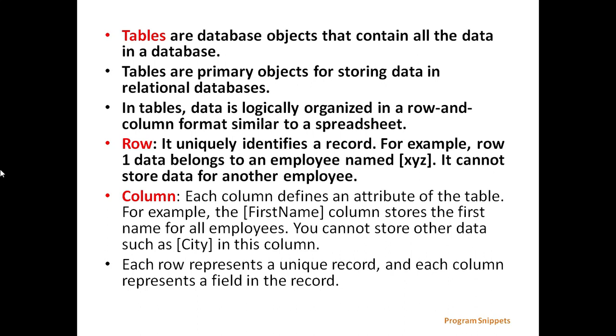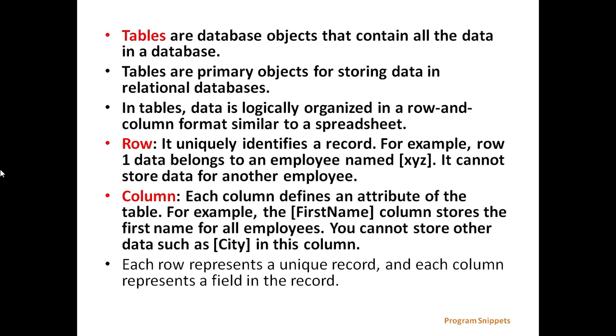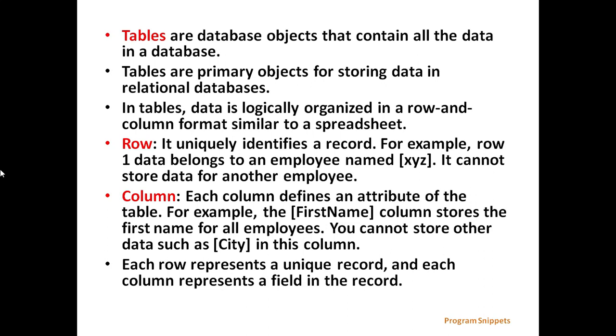record. For example, row 1 data belongs to an employee with name XYZ. It cannot store data for another employee, whereas each column defines an attribute of the table. For example, the first name column stores the first name for all the employees. You cannot store other data such as city in this column. Each row represents a unique record and each column represents a field in the record.